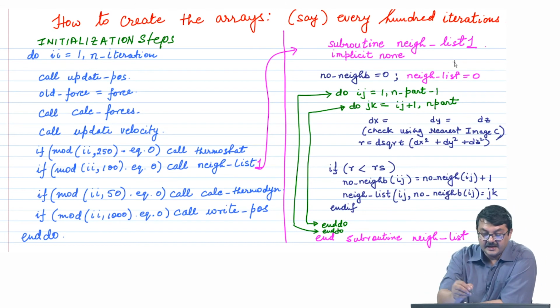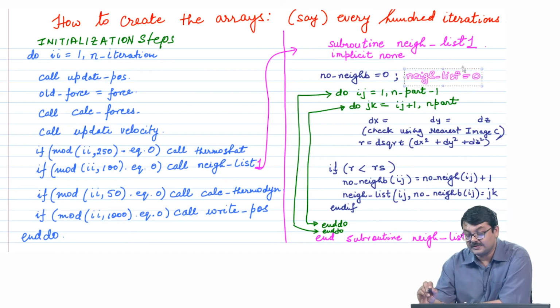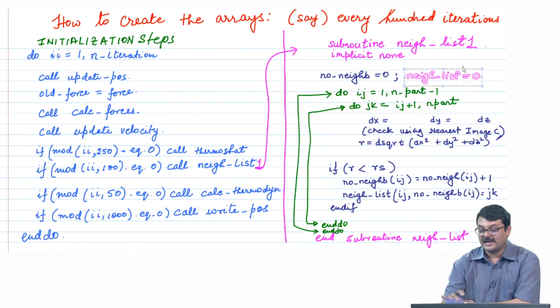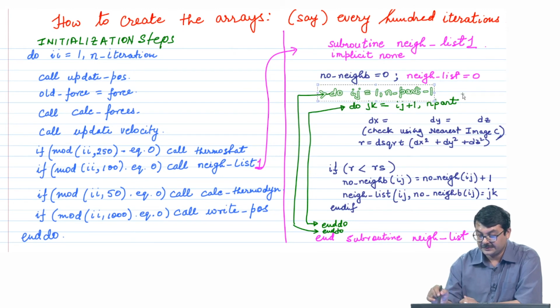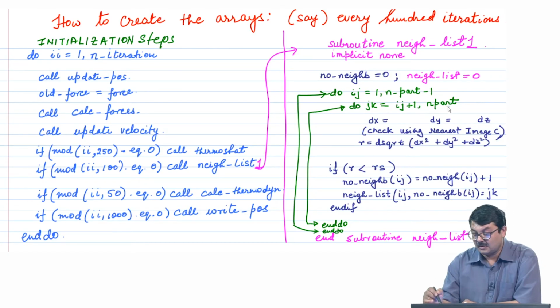So, this array NEIGHBOURS you have to set to 0. In this array you store the indices, the identification of the neighbors for each particle. So that you set to 0. Then the loop goes like this: do ij equal to 1 to n part minus 1, so basically nearly all the particles, do jk equal to ij plus 1 comma n part.